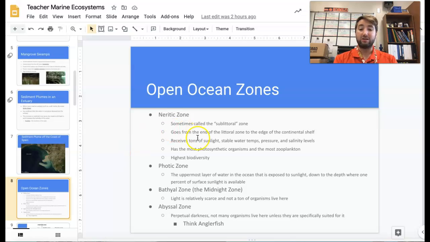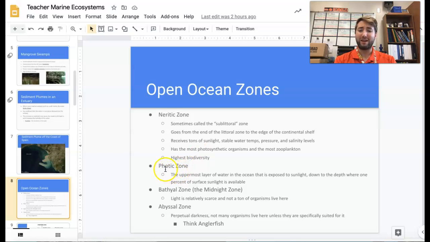Here they're going to get tons of sunlight. They have stable water temperatures because of that sunlight, and the salinity is relatively the same. This is going to be the one that has the most photosynthetic organisms, and therefore is going to have the highest biodiversity. So remember, if you have a ton of sunlight, you're going to get a ton of phytoplankton or a ton of photosynthetic organisms, and then you're going to get stuff that eats those photosynthetic organisms, and that's going to give you really high biodiversity.